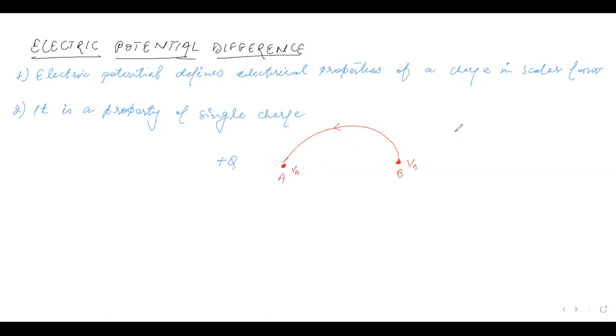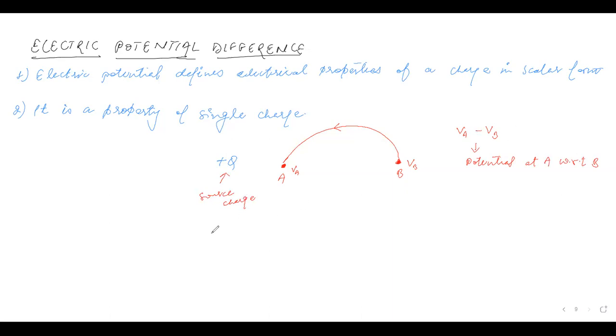Now, what will be the potential difference here? The potential difference can be written as VA minus VB. I mean the difference of potential between these two points A and B is known as electric potential difference. Please note it down. Potential at A with respect to B here. This charge can also be known as the source charge.